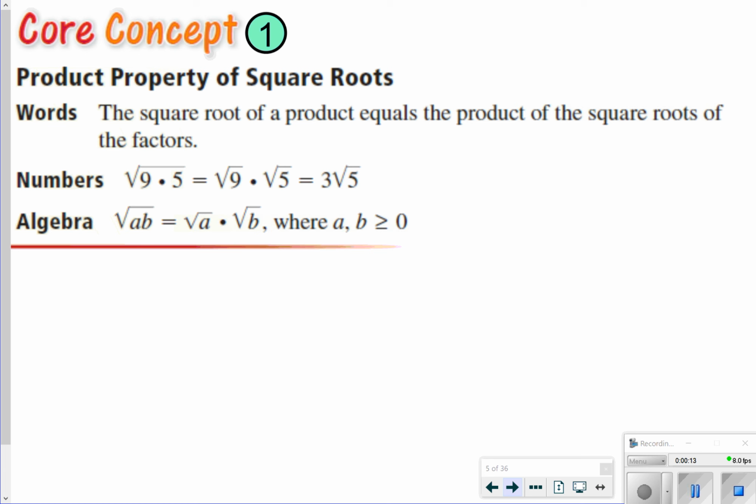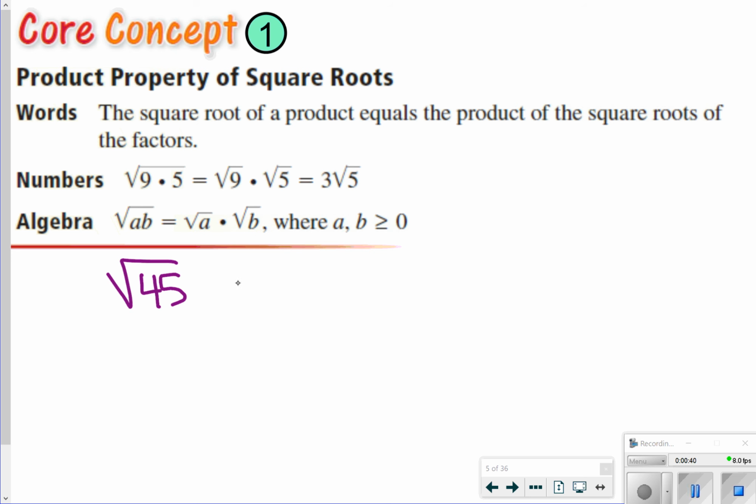The first thing we want to know is the product property of square roots. That is essentially when you have two square roots being multiplied, you can break them apart like this. We have the square root of 9 times 5 under the radical sign, or the square root of 9 times the square root of 5. Your main goal is to set them apart individually so that one of them can be found using the square root. So, for instance, this started out to be the square root of 45.